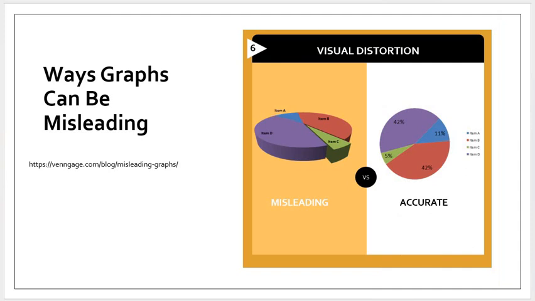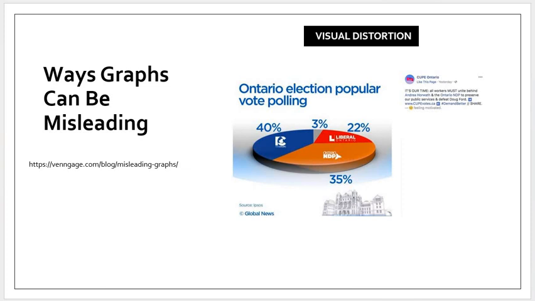A sixth way that graphs can be misleading is visual distortion. You should never use three-dimensional pie graphs. We can see here an example of where a three-dimensional pie graph was used. And again, this graph is not from the United States. This graph is from Canada.